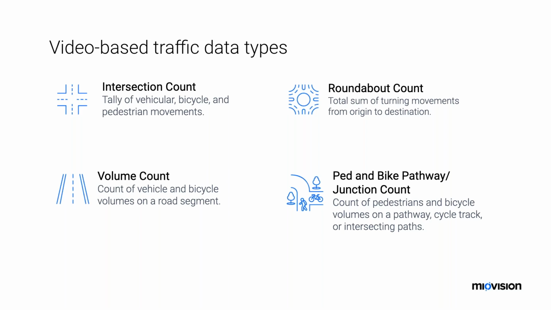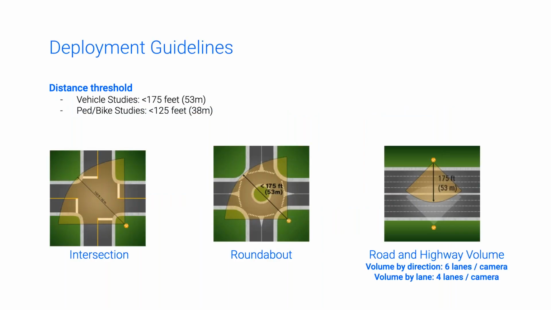So just to think about your deployment, before you send us the video, you want to make sure you have a good deployment to maximize your accuracy. You want to start by placing your Scout within 12 feet of the intersection, or 3.5 meters. And for vehicle studies, there are three shown on this slide: intersections, roundabouts, and highways. The distance from the camera to the farthest movement should be 53 meters.